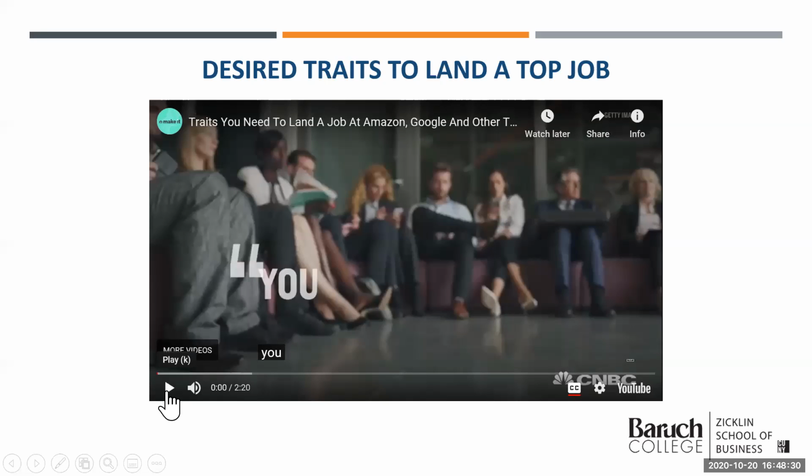So this is about certain kinds of traits that companies look for in candidates for jobs that they're looking to fill.